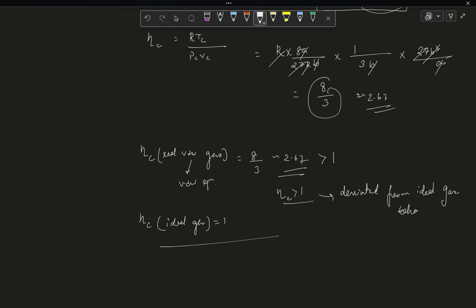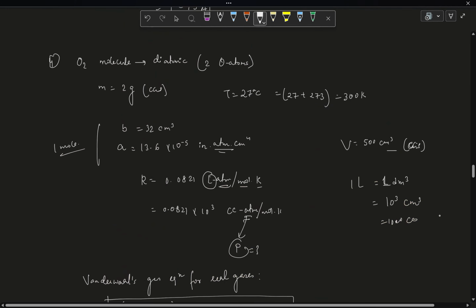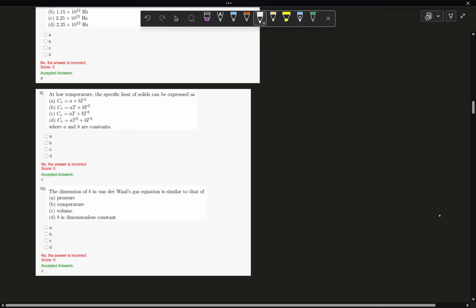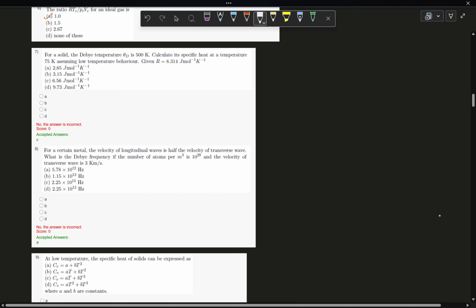Right, ideal gas behavior. So this is also done. So this was a little something extra, but I thought it would be helpful, because even if you have been given a different gas equation, you can then calculate how to get the ratio RTC by PCVC.